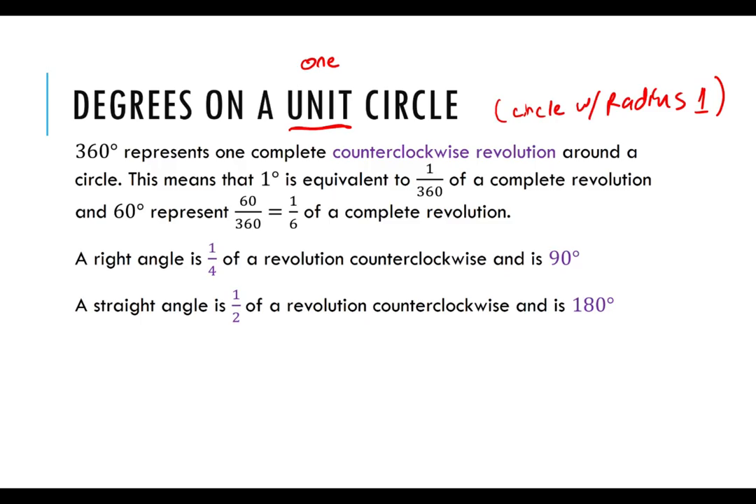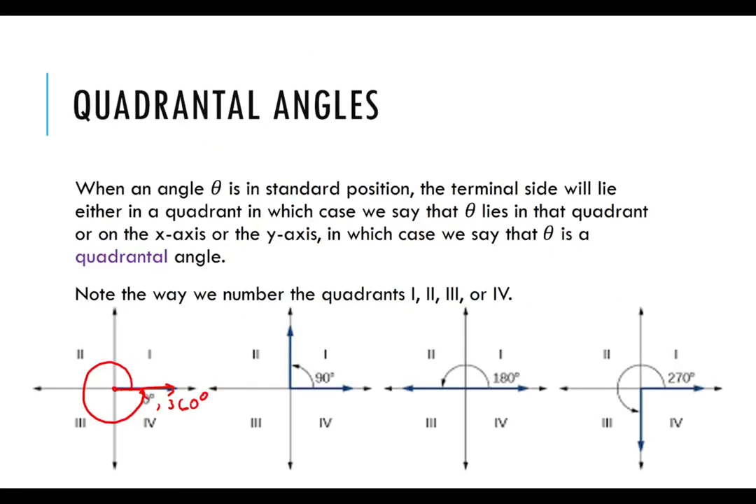And if you were to think about 60 degrees, that's the same thing as 60 over 360, or 1/6 of a complete revolution. And so a right angle, remember that's a 90-degree angle, would be a quarter of a revolution counterclockwise, and like I said, is 90 degrees. A straight angle is going to be half of a revolution counterclockwise, and that's going to be 180 degrees. So if nothing else, flip back and look here. There we are. If you rotate counterclockwise a quarter of the full revolution, 90-degree angle. A straight angle is this 180 degree.